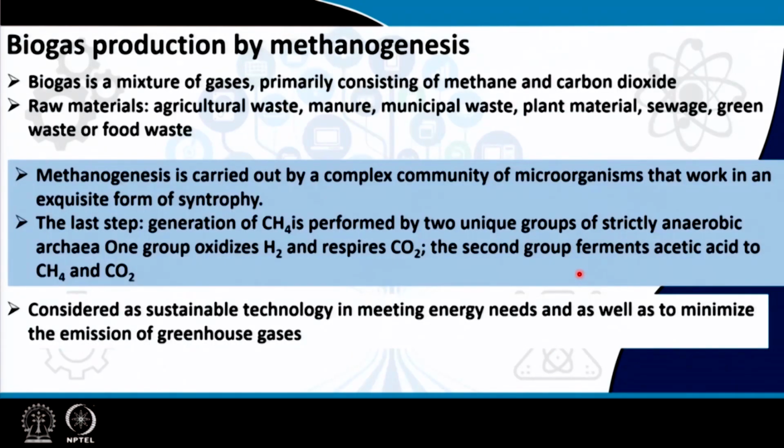Now, next we will discuss the biogas production by methanogenesis, which is of course a part of the syntrophy. Biogas is a mixture of gases primarily consisting of methane and carbon dioxide, and various raw materials including agricultural waste, manure, municipal waste, plant material, sewage, green waste or food waste are utilized to produce the methane or biogas. Methanogenesis, as we have understood earlier, is carried out by a complex community of microorganisms, particularly the archaea, as a part of the syntrophic association, and it is generally the last step, that is followed by the primary oxidation and the secondary fermentation.